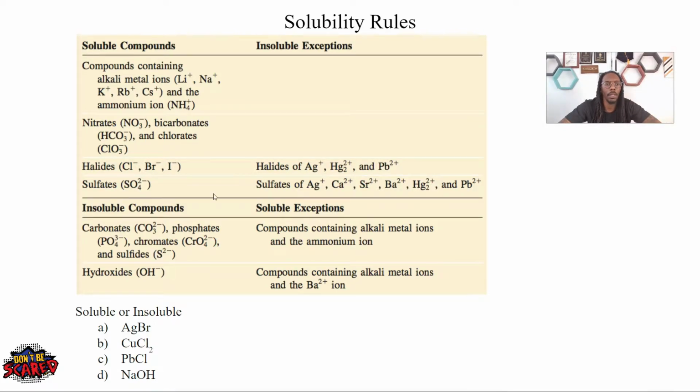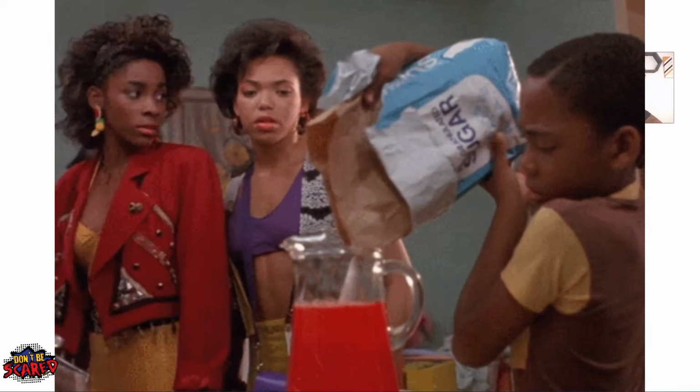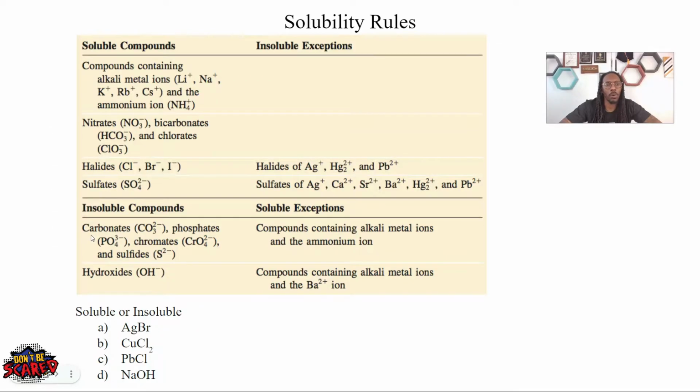Now, on the other end, let's look at insoluble compounds. These compounds are normally going to be insoluble. When I'm talking about insoluble compounds, they're not going to dissolve when we throw them into our liquid. So carbonates are insoluble compounds. Phosphates, PO4, are insoluble.